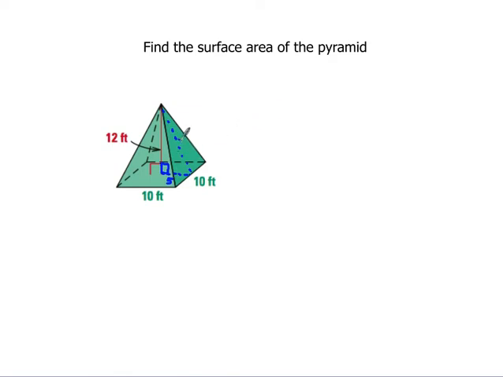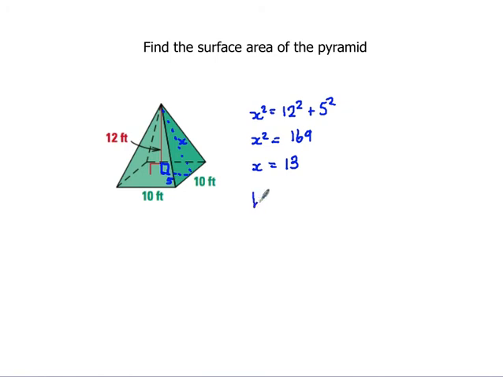So the slant height, which we'll call x for now, is just going to be 12 squared plus 5 squared. So using Pythagoras, that's 144 plus 25, which is 169, and square root of that is 13. So the slant height, the value of x, is 13. So now we can put it all together.